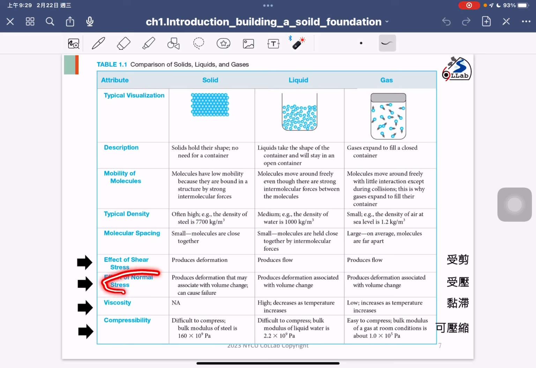But for the normal stress, in fluid mechanics, usually we call that the pressure. The pressure is the normal stress. And if we apply the normal stress on the solid, liquid and the gas, all of them will produce deformations associated with volume change. So for all materials, if I apply the normal stress, if I provide pressure on the materials, they will have some deformation with volume changes. But the amount of the volume change will be different for different material types. So you can see there is the compressibility property.